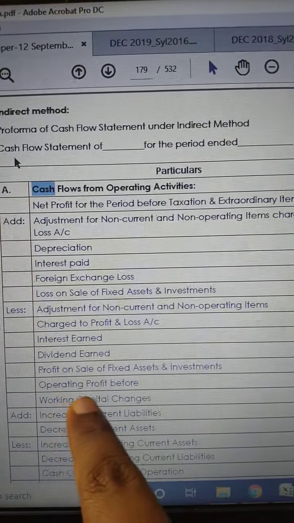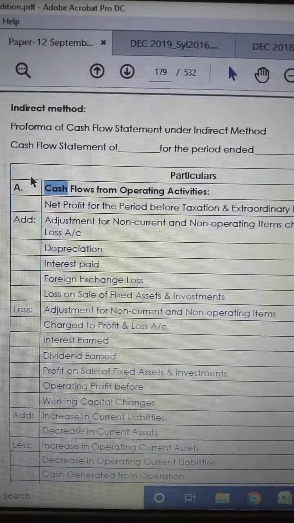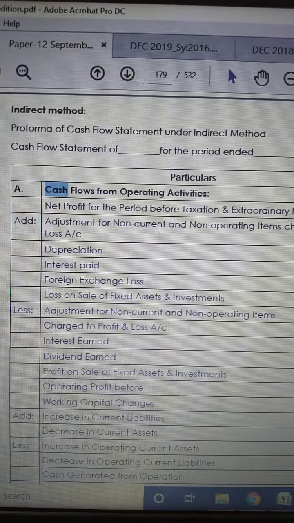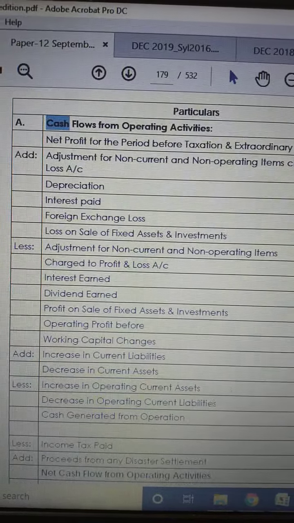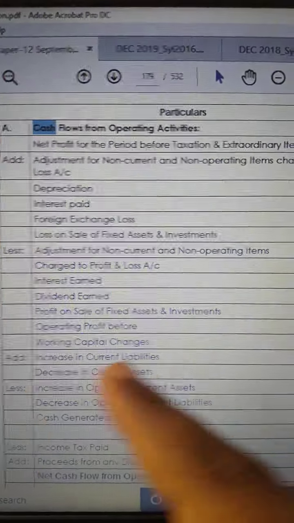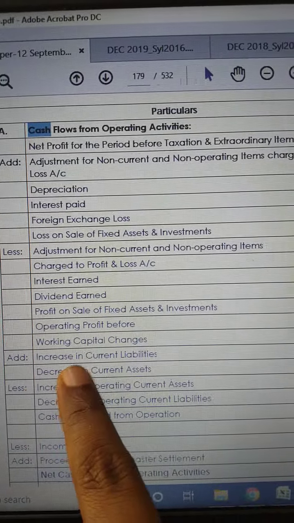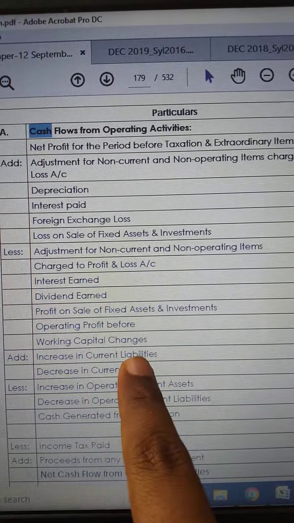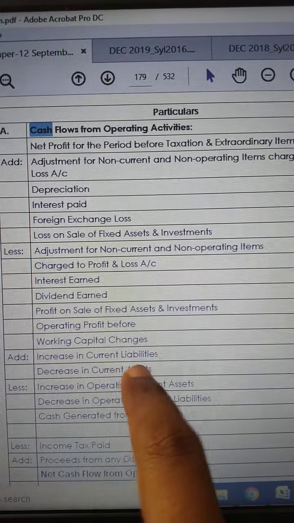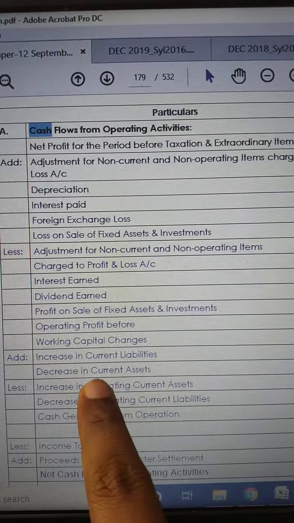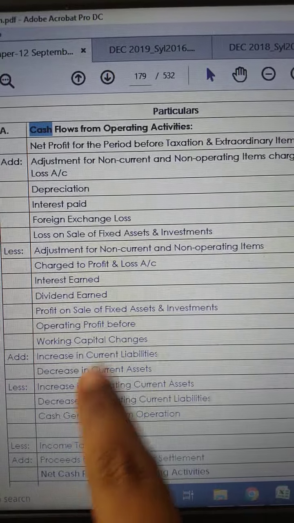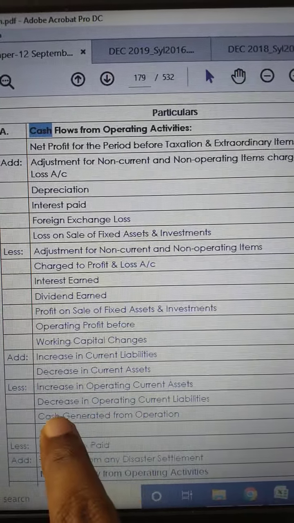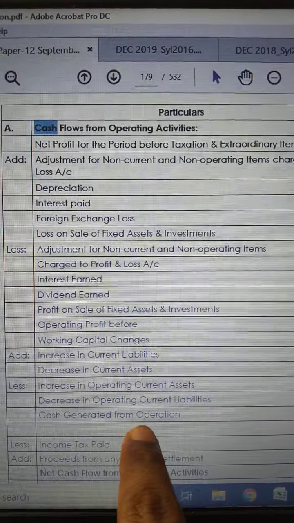Then you will get operating profit before working capital changes. After that, as I discussed in the previous class, we have to add if there is an increase in current liability. We have to compare the previous year balance sheet and current year balance sheet, and check the difference. If it is an increase in current liability, then add it. Decrease in current asset, add it. Likewise, we have to do it. After these things, you will get cash generated from operations.